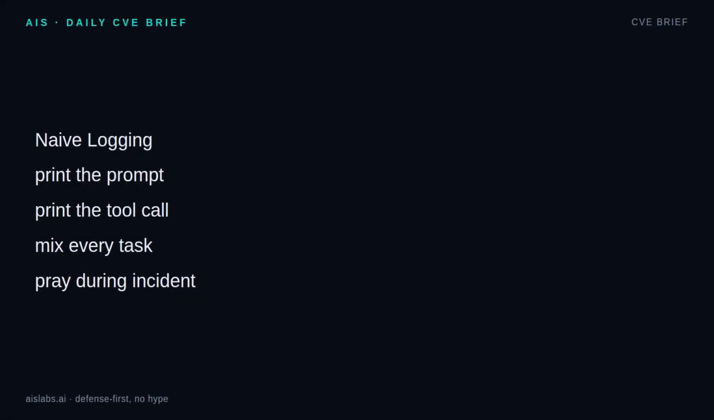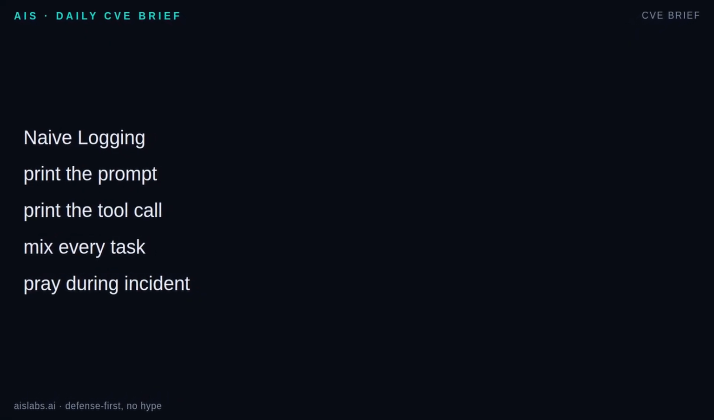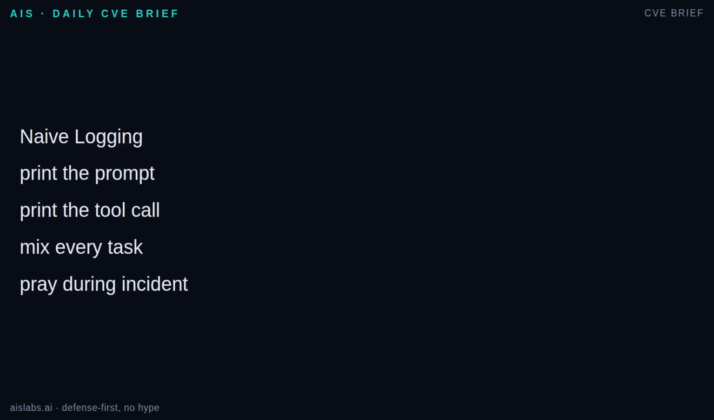Most AI agent logging starts as print statements. Print the prompt, print the model output, print the tool call. Maybe dump errors into one application stream. That works until the loop has retries, parallel tasks, verifiers, human approvals, and side effects in external systems. Then your log becomes soup. You know something happened, but not why.